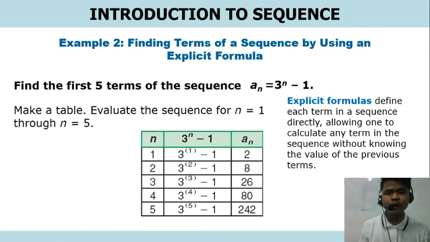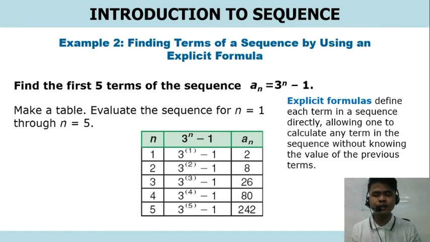The next, if you want to find the third term, just substitute 3 to n. It became 3 cubed minus 1. 3 cubed is equal to 27, then minus 1, it is equal to 26. Therefore, the value of the third term is equal to 26.